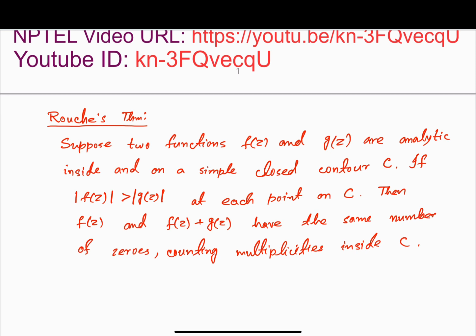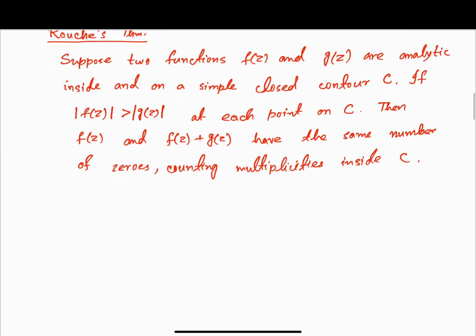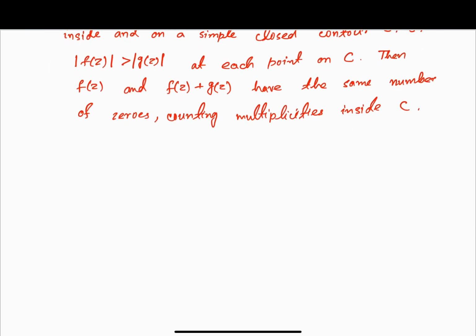So it is saying that if two functions f and g are analytic inside and on a closed contour C, and if they satisfy this strict inequality on the closed contour, then we can say that f and f plus g have the same number of zeros, counting multiplicity, inside that closed contour. So we will use this theorem to reduce our result for the problem.